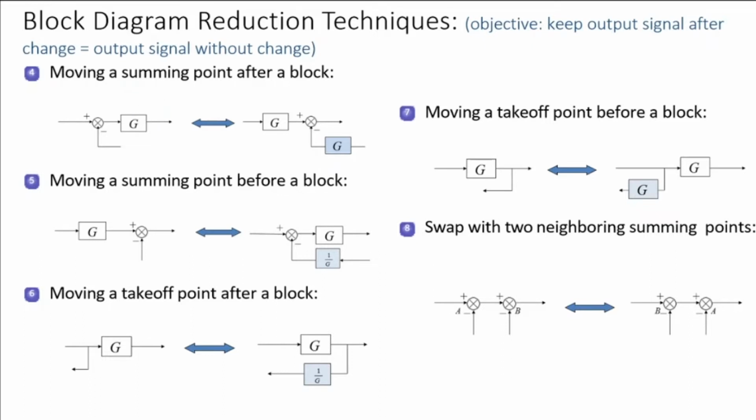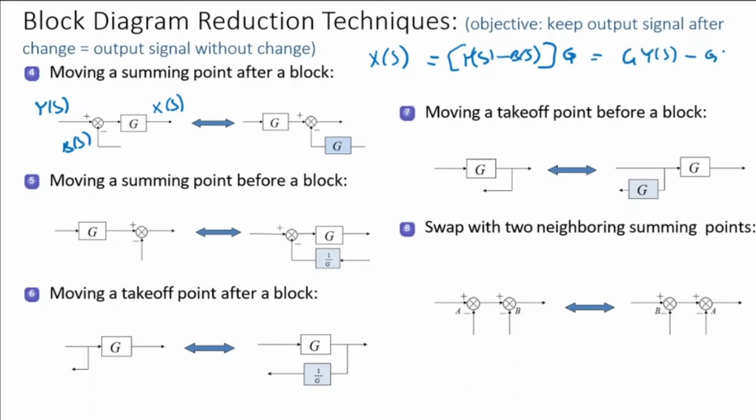So whatever is the original signal here, if I move the block from here to here, the signal should remain the same. Suppose this is my original and there was a signal which is XS here. Just for example, this is XS, this is YS, and this is BS. So this XS signal which is coming out from there would be equal to YS minus BS, into the block which is G. This is the original signal, which is equal to G into YS minus G into BS.